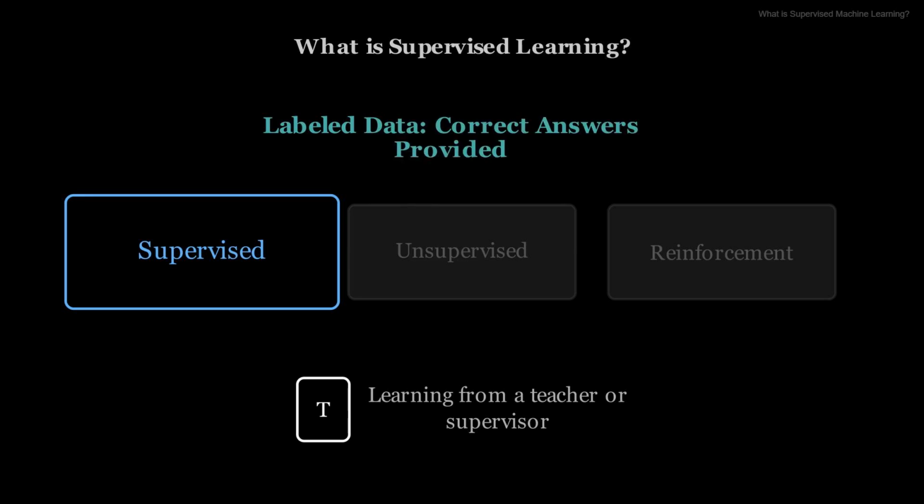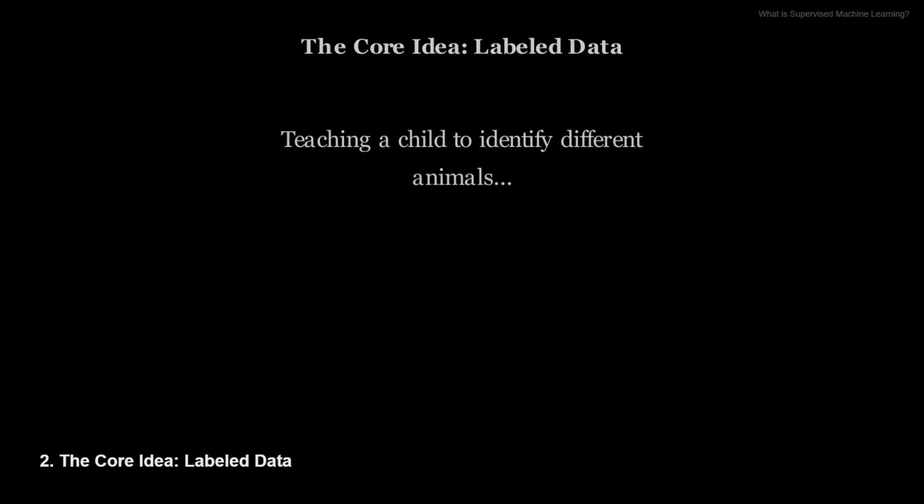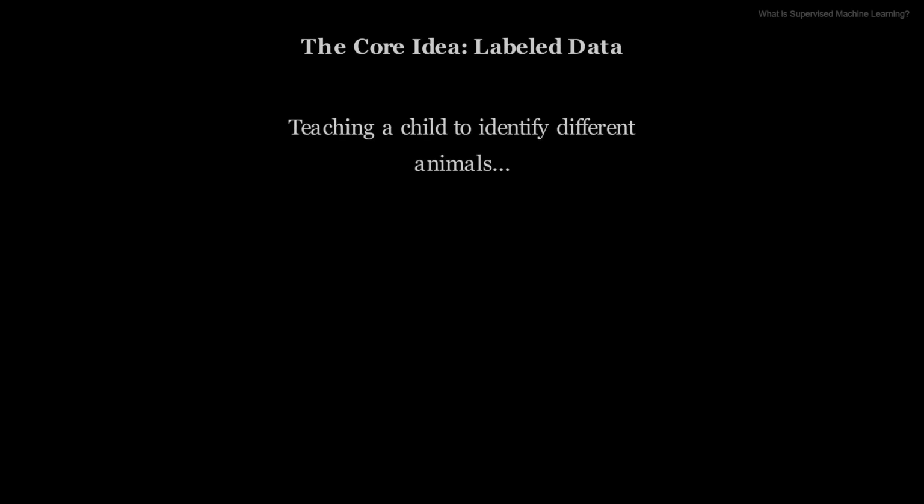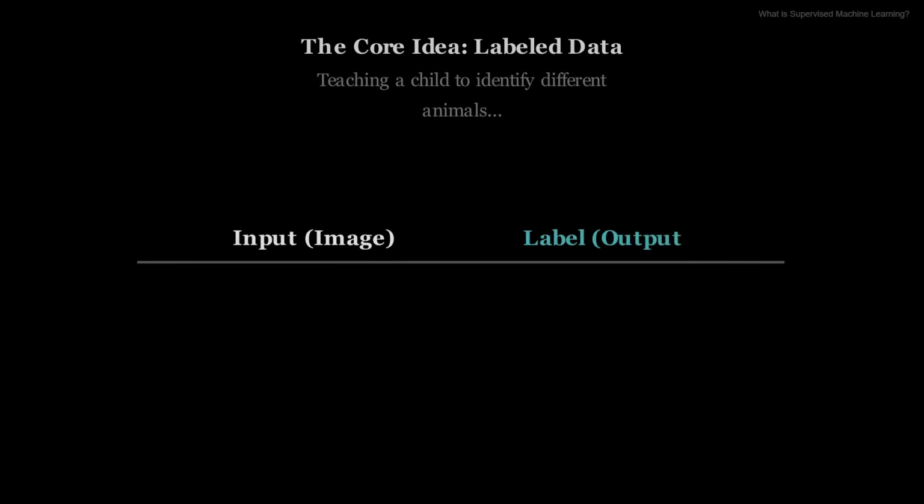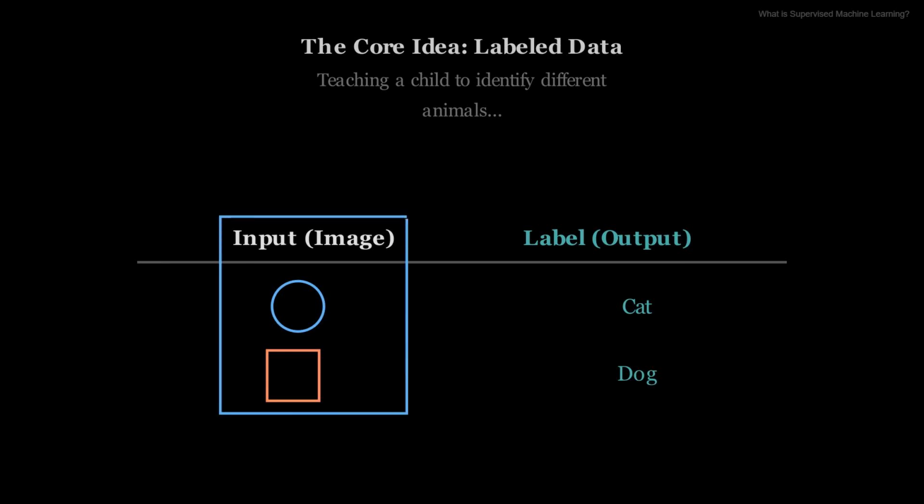This type of machine learning is all about using examples, specifically data that comes with clear, correct answers, also known as labeled data. So, what exactly is labeled data? Imagine you're teaching a child to identify different animals. You show them a picture of a cat and tell them, "This is a cat." Then you show a picture of a dog and say, "This is a dog." The pictures are your input, and the words cat or dog are the labels.